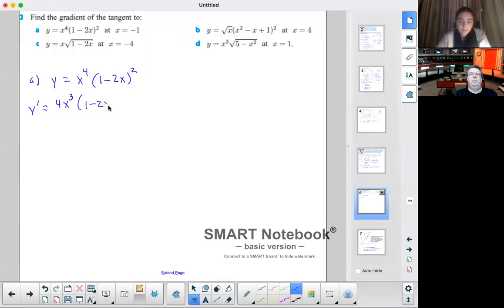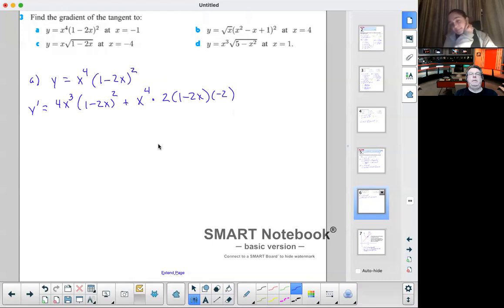multiplied by, don't you multiply that by 2 as well? Oh, no, not yet, because that's the derivative of the first times the second. Plus 2 times 1 minus 2x. I'm going to put x to the 4th first, to the first, and then times 2. How about -2? Yeah, that makes sense.